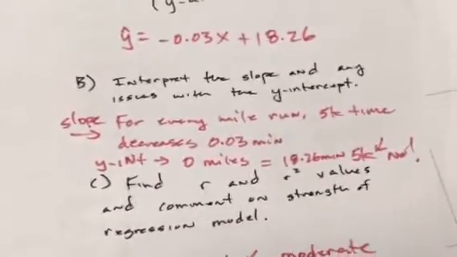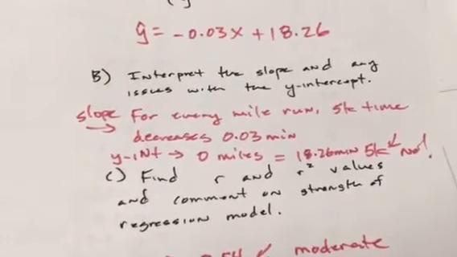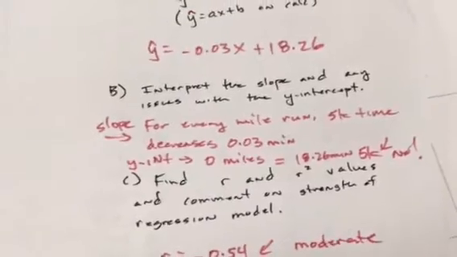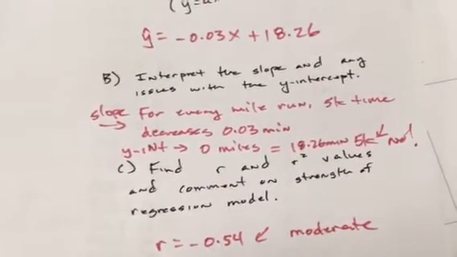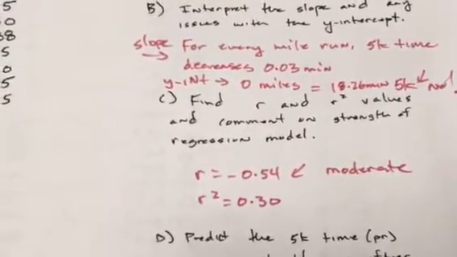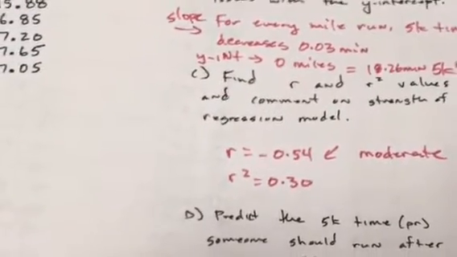Interpret the slope. For every mile you run, your 5K time goes down by 0.03 minutes. The y-intercept means if you run 0 miles, expect an 18.26 minute 5K. No way. That's bad. R is negative, again, the more you run, the lower your time gets.